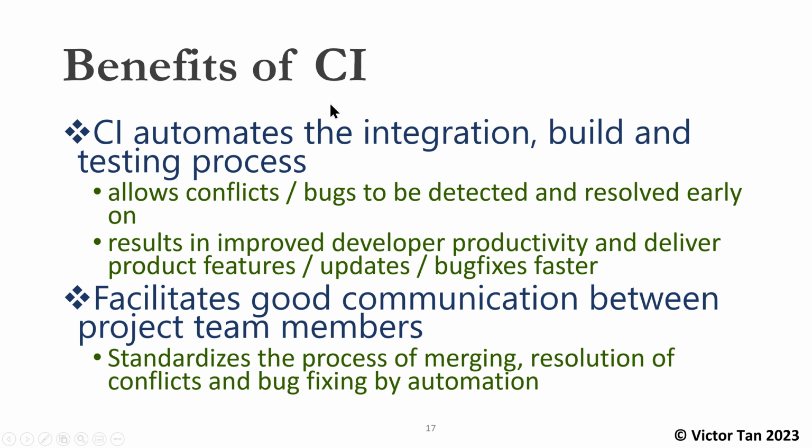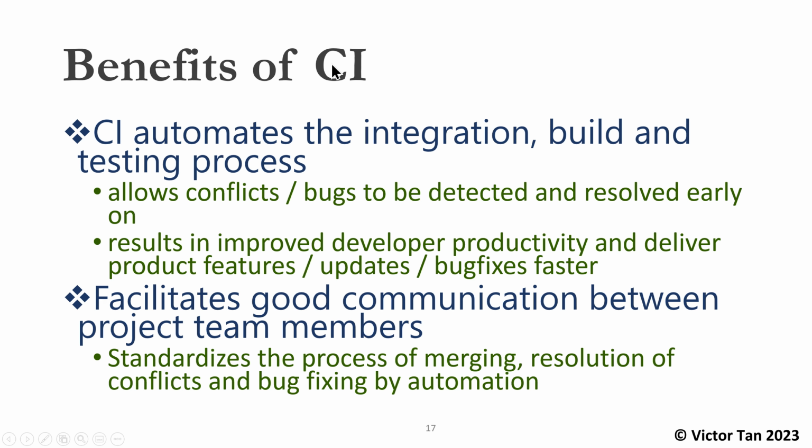What are the benefits of CI? Well, again, the keyword is automate. You're going to see this word again and again and again. Automation means it all happens in the background. You don't have to worry about it. You don't have to click a button. There's no chance you will forget about it because it's built into the system.